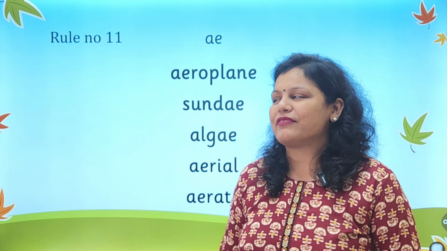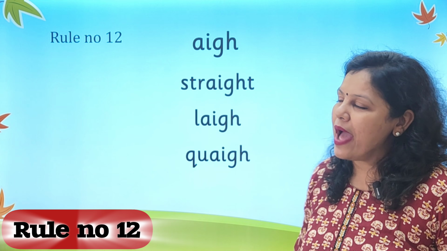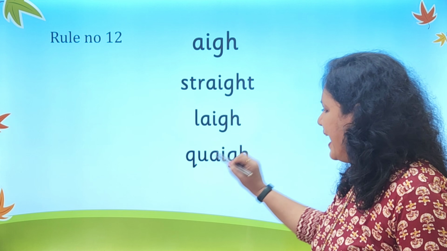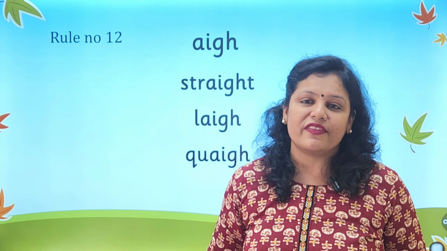And till now we have covered 11 rules. And this is your 12th one. AIGH, as in straight, lay and quay. So we have only 3 words related to AIGH giving you the A sound.